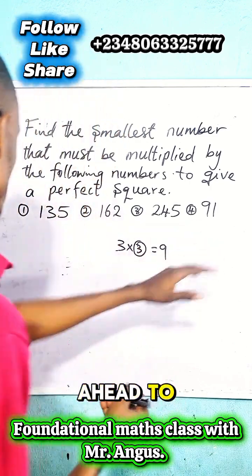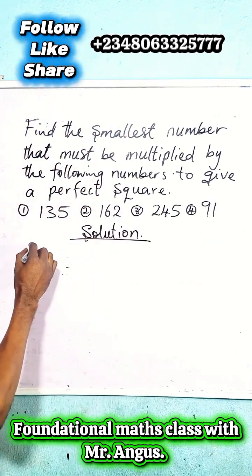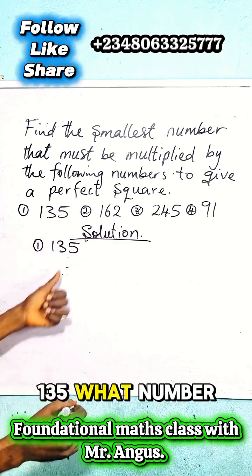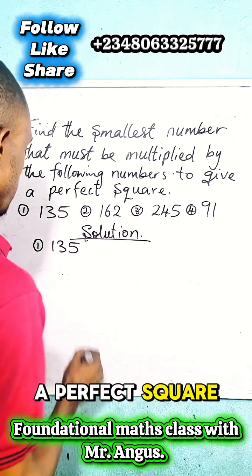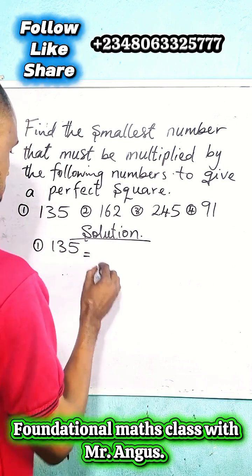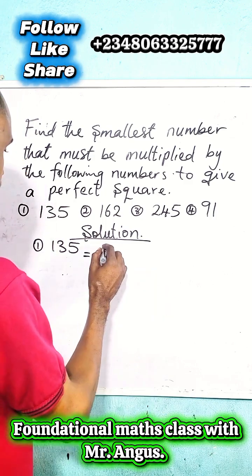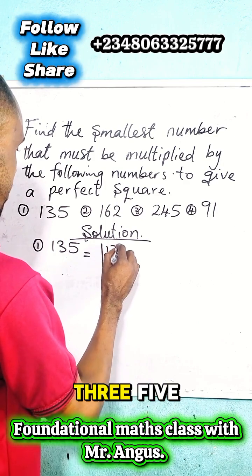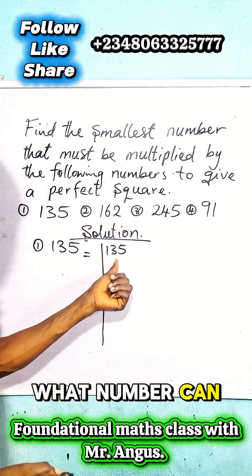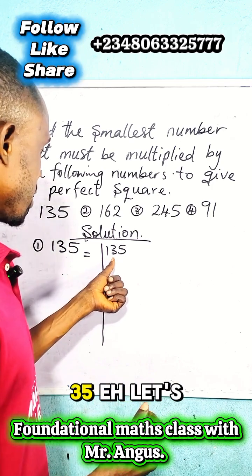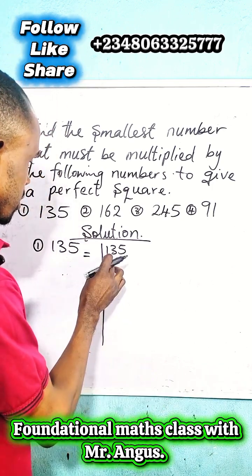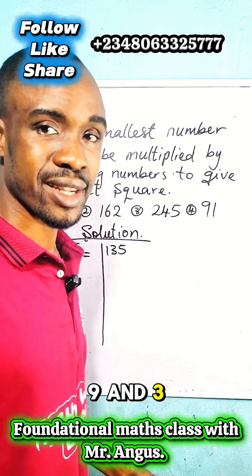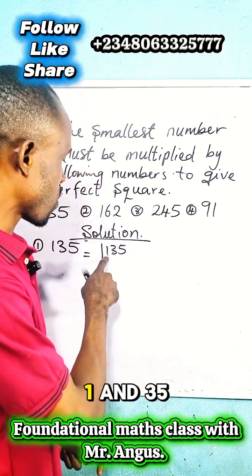So let us go ahead to 135. What number can make it a perfect square? We need to divide again. This is 135. What number can divide 135? Let's test 3. 1 plus 3 is 4. 4 plus 5 is 9. And 3 can divide 9. That means 3 can also divide 135.